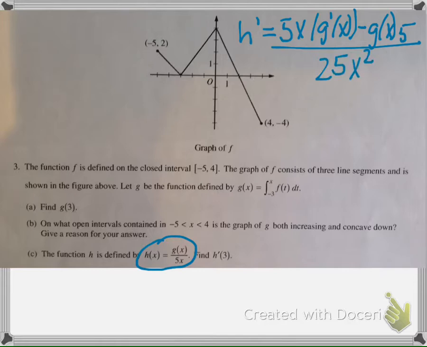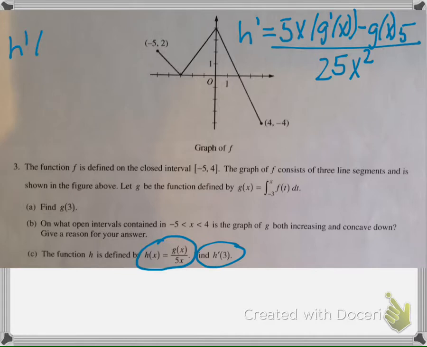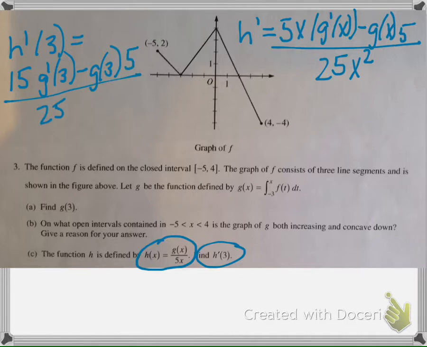Okay, and now that we have the derivative, we can find h prime of 3, and that means wherever there's an x, we're going to put a 3. So we're going to have 5 times 3, which is 15, times g prime of 3, minus g of 3, times 5, all over 25 times 3 squared, which is 9. Okay, and now we just have to figure out what all these things are equal to. So we have 15 times g prime of 3. Okay, so what is g prime of 3?